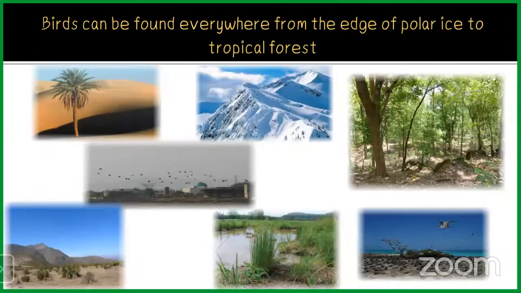Any habitat you pick, you can see birds in your balcony. You can see birds deep in the forest. When you go to a desert, there also you may see a bird. When you go to the snowy mountains, there also some birds can be seen. When you go to the coastal region, you can see some seabirds as well as shorebirds. This is how you find birds in different kinds of habitats.